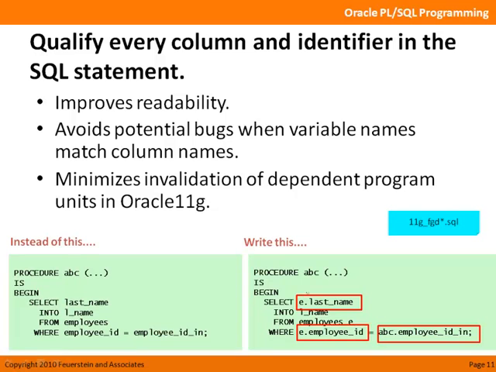So the basic idea is that whenever you reference a column in a table, you preface it with an alias, which is what I've got here, or you can use the full table name. So e.last_name, e.employee_id.